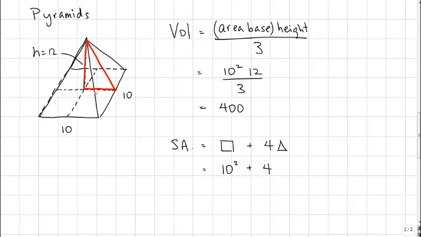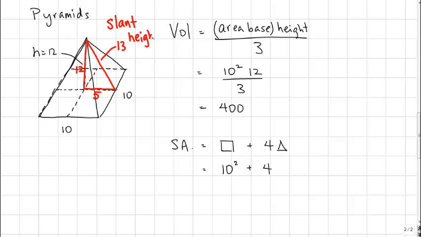So in this case, half of 10 is 5, and the height is 12. So you can use Pythagoras, or hopefully recognize that it's a Pythagorean triple, 5, 12, 13. And so this height that we're looking for is called 13. Now, to distinguish between these two heights, the height of the pyramid and the height of the triangular face, we give the height of the triangular face a different name. It's called the slant height.